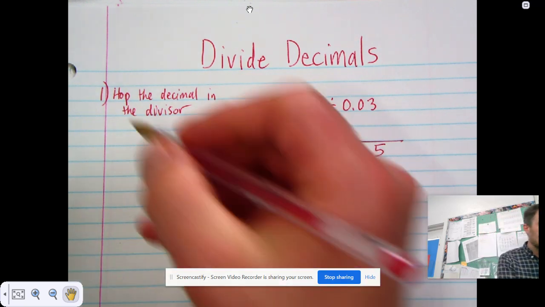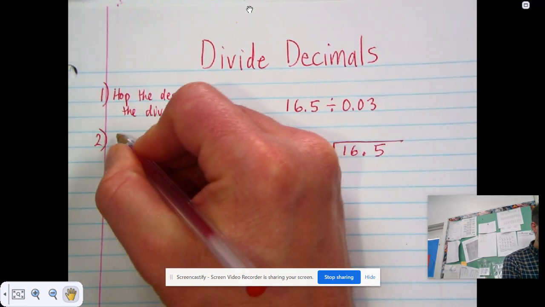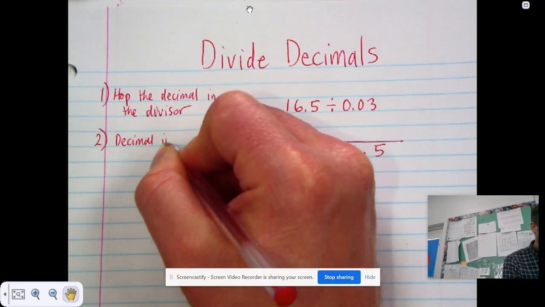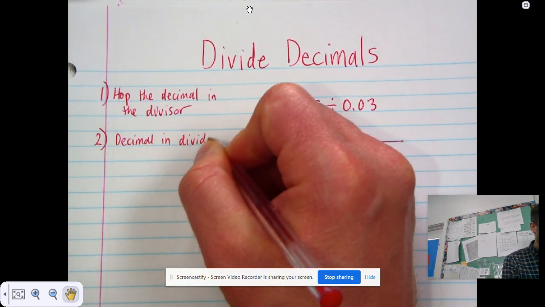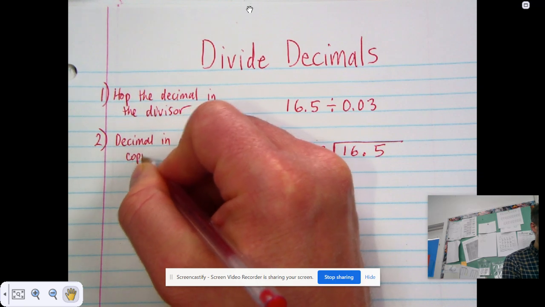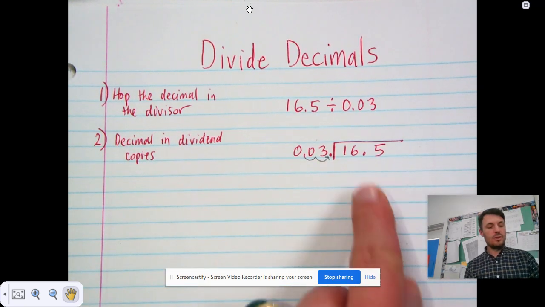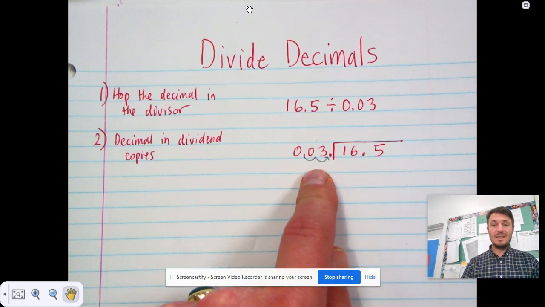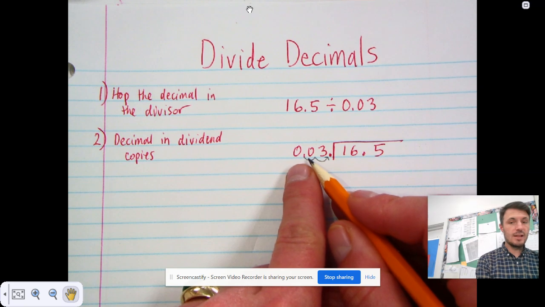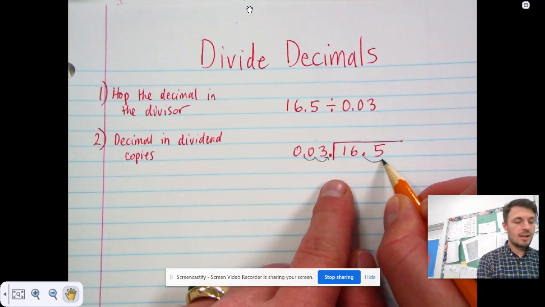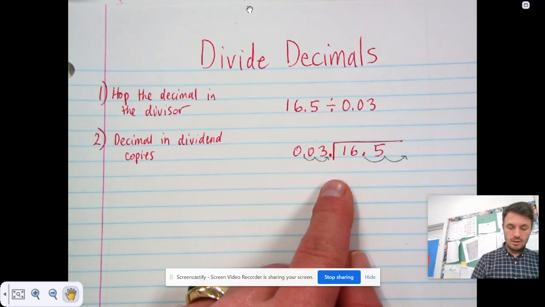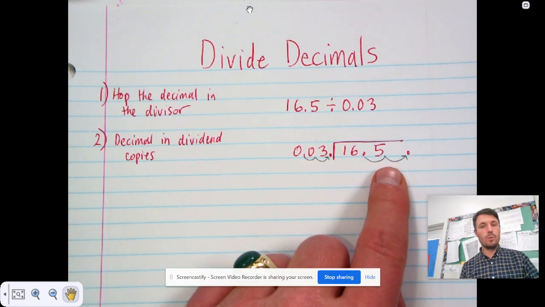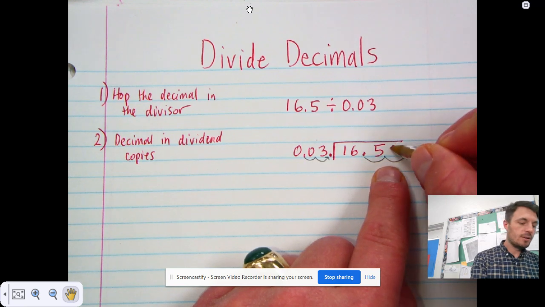And so that's why the second step is decimal in dividend copies. Whatever the decimal in the dividend sees the decimal in the divisor do, he does the same thing. So this decimal hopped twice, so this decimal hops twice too. Now he's right here. Okay, and what do we put in the empty pocket? A 0.